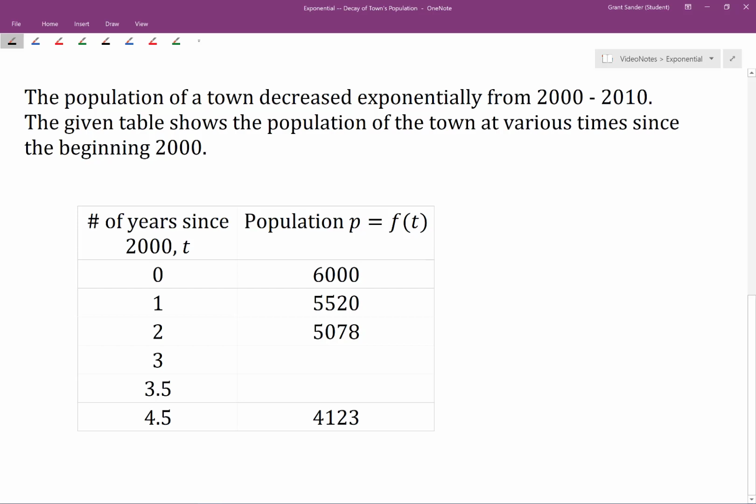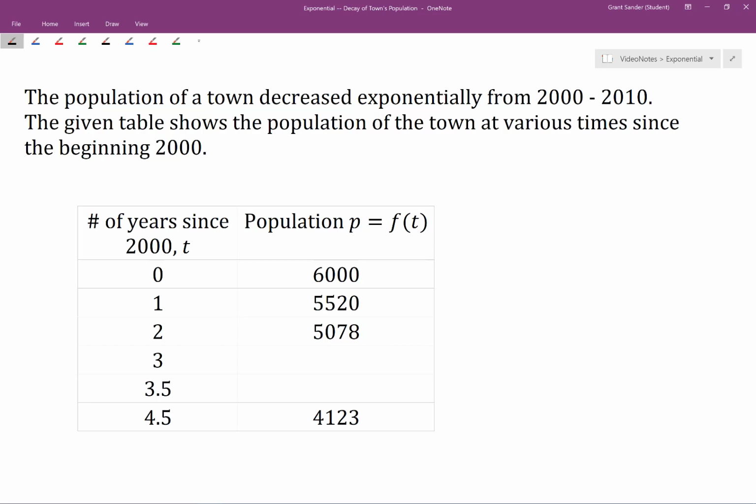In this video, we will look at the idea of exponential decay in a context involving population. So suppose the population of a town decreased exponentially from 2000 to 2010. The given table shows the population of the town at various times since the beginning of 2000.